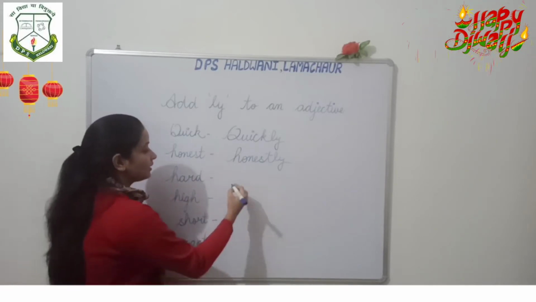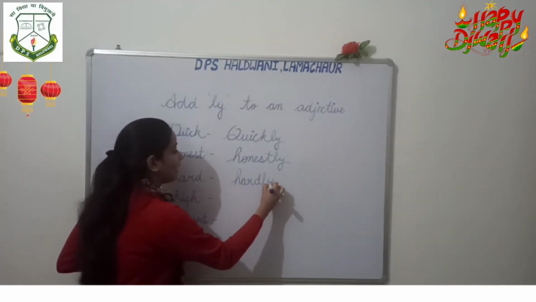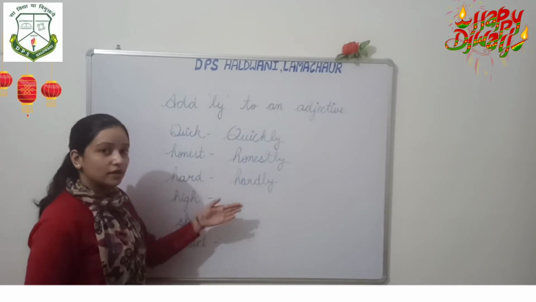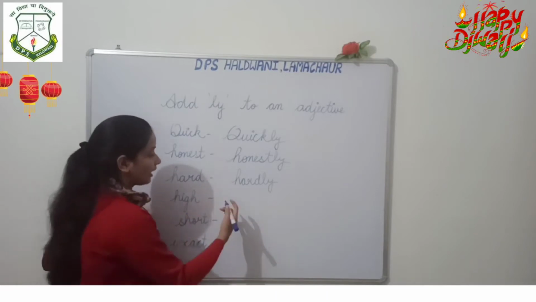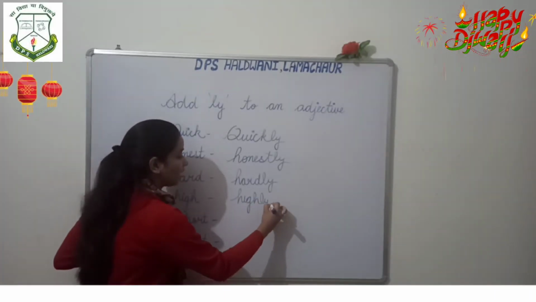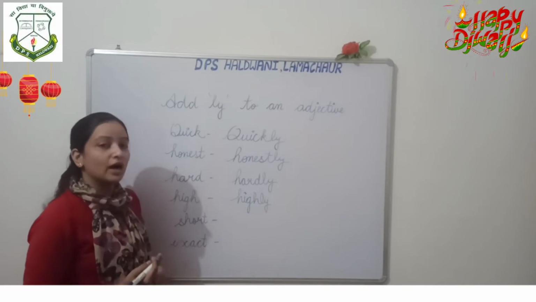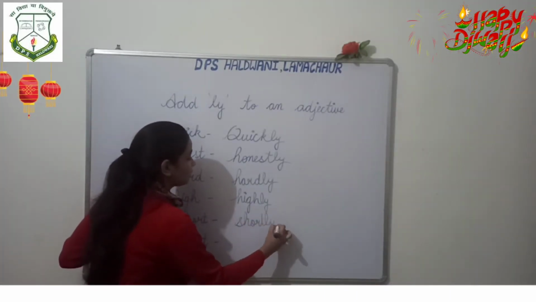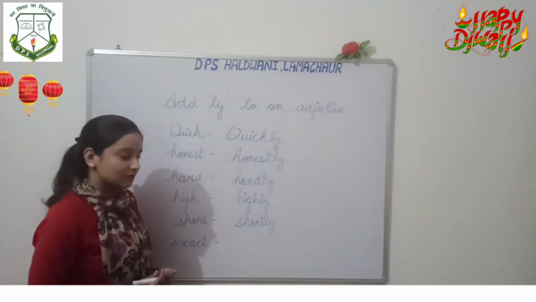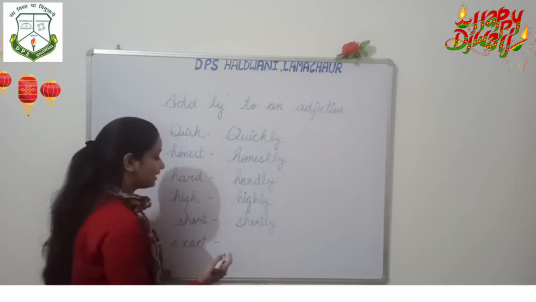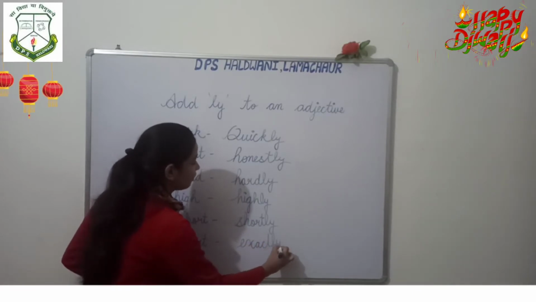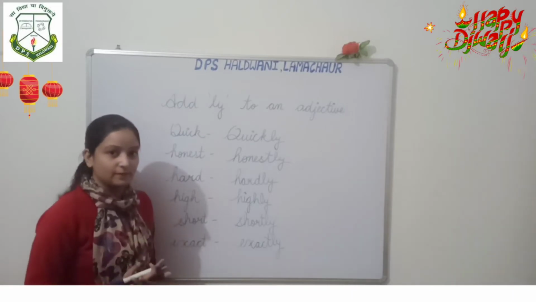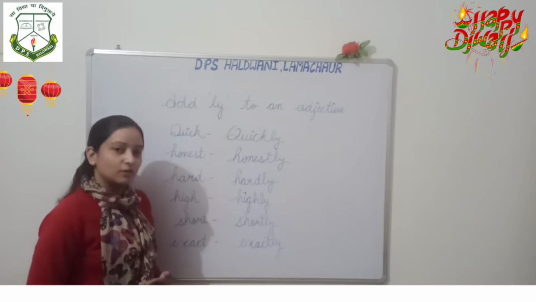Hard is an adjective and hardly, H-A-R-D-L-Y. We have added ly to the end of the adjective hard, and now it is an adverb. High is an adjective, and highly is an adverb. Short is an adjective, and shortly is an adverb. Exact is an adjective, and exactly is an adverb. So like this we form the adverbs. This is the first way. Now we will learn the other ways to form the adverbs.